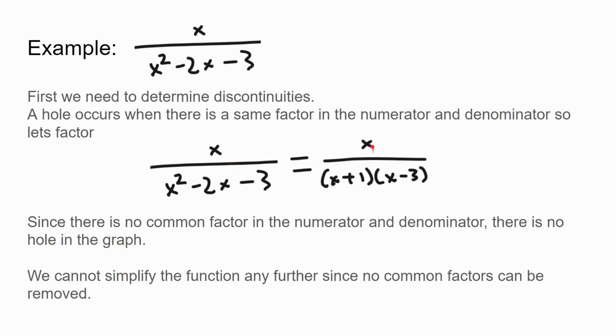If we factor it, we notice that it becomes x over x plus 1, x minus 3. And so in this case, there is no common factor in the numerator and denominator. And so there is no hole in this graph. There could be asymptotes, but there are no holes. And we cannot simplify the function any further, so this is the simplest form, since there are no common factors that can be removed further than this.